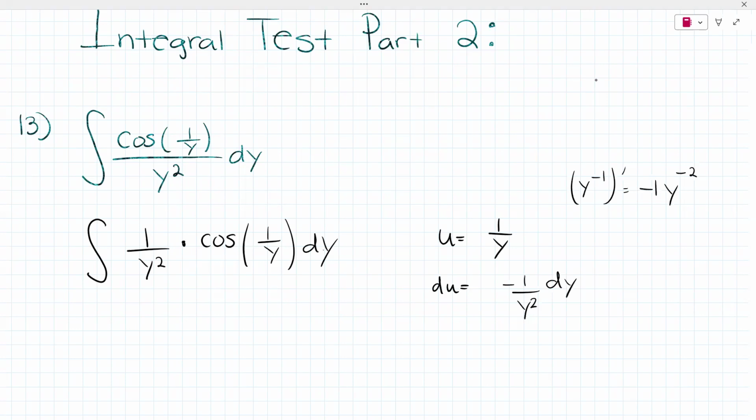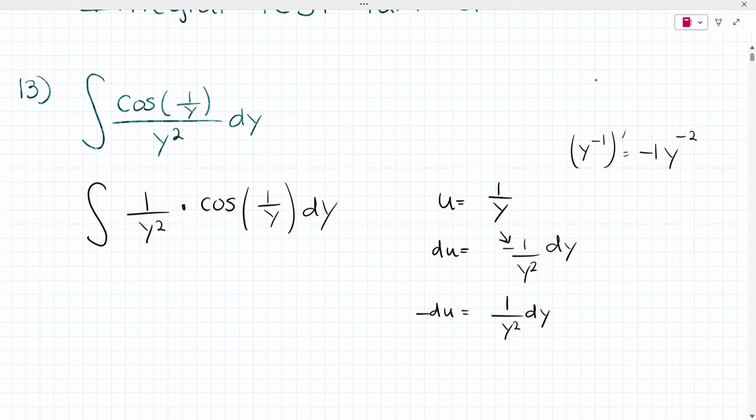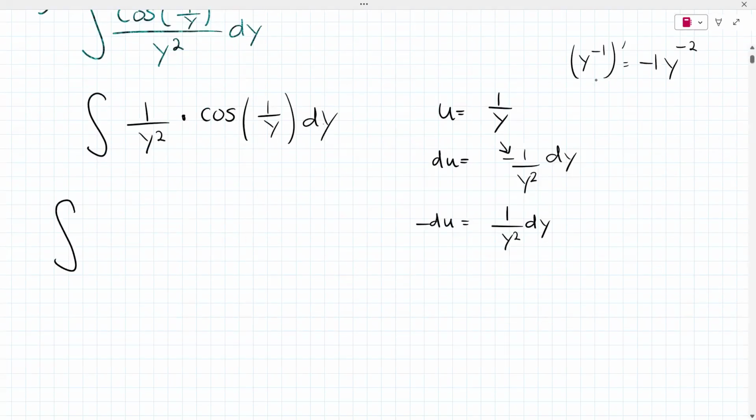Is there something we need to get rid of? Yes, we need to get rid of this negative because we don't have a negative. So if you want, you can multiply both sides by negative 1. Okay. So that works out. So it's going to be cosine, and then you're going to replace 1 over y with u. And then you may replace 1 over y squared and dy with negative du.